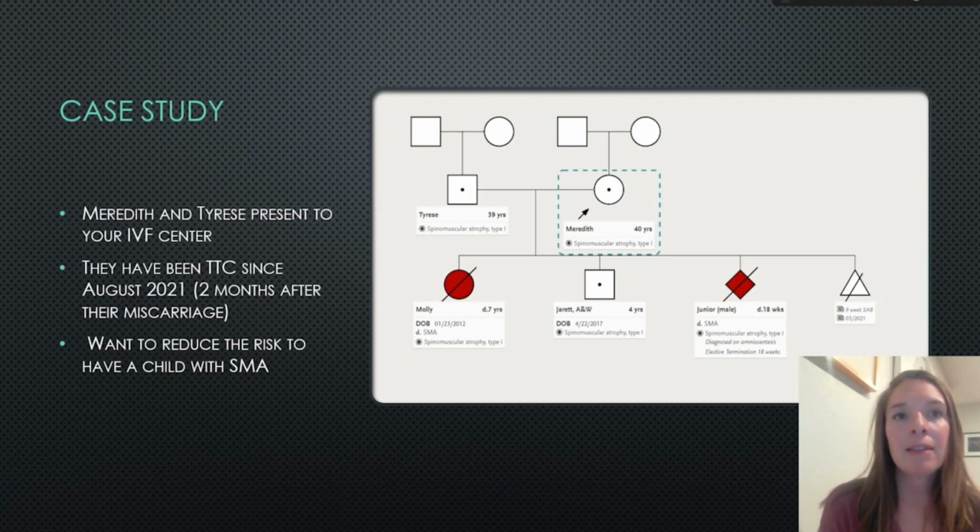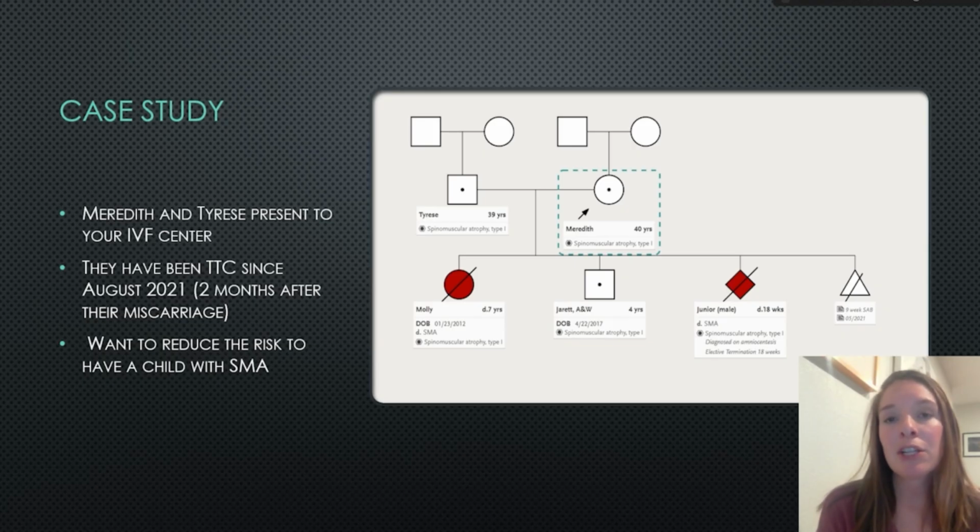Since then, the couple had a son named Jarrett. They did testing on him with amniocentesis, and they found out that he was a carrier of SMA. He's doing well at 4 years old. They had another pregnancy. That pregnancy was in 2018, and unfortunately, that baby was found to be affected with SMA. The couple decided to terminate that pregnancy at 18 weeks after getting the amniocentesis results that confirmed that Junior was affected.